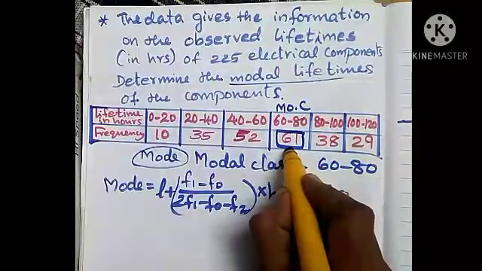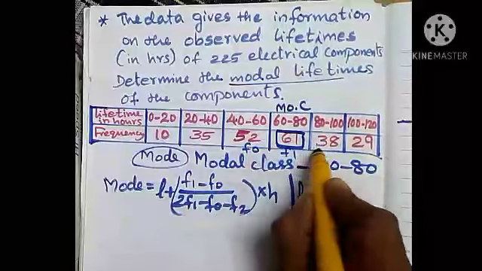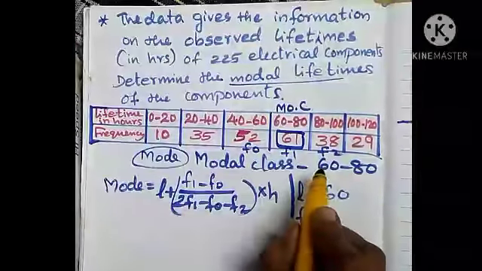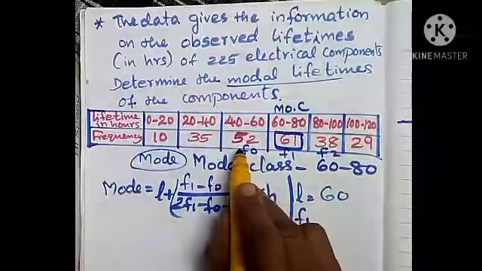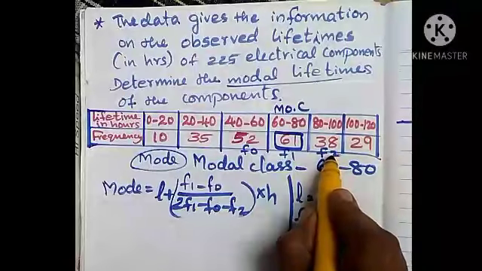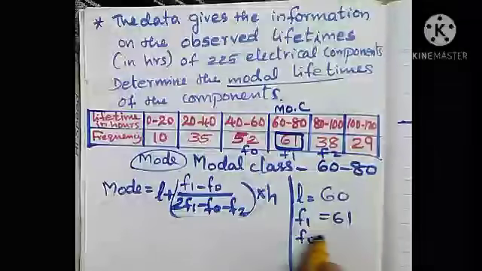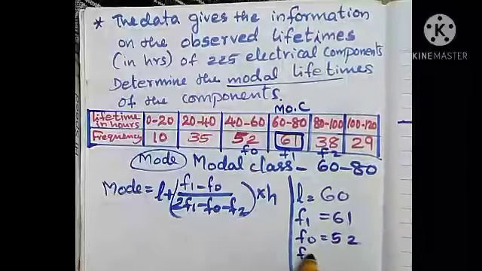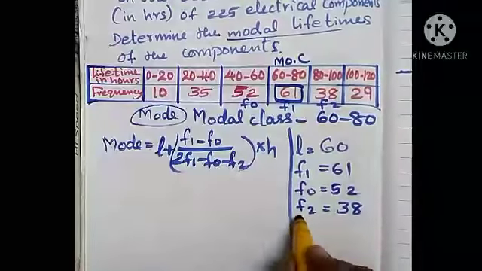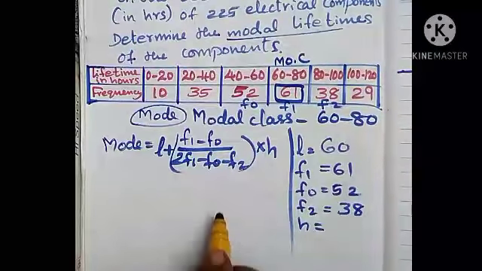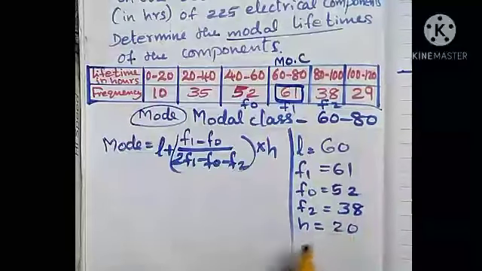So we can select here F1, then the preceding class frequency F0, and the succeeding class frequency F2. Understand the idea? So maximum frequency is F1, just preceding frequency is F0, succeeding class frequency is F2. Now we can write F1 equal to 61, F0 equal to 52, then F2 equal to 38. Now next value H. H equal to the size of the class, width of the class, upper limit minus lower limit, 20 minus 0. What is that? 20.